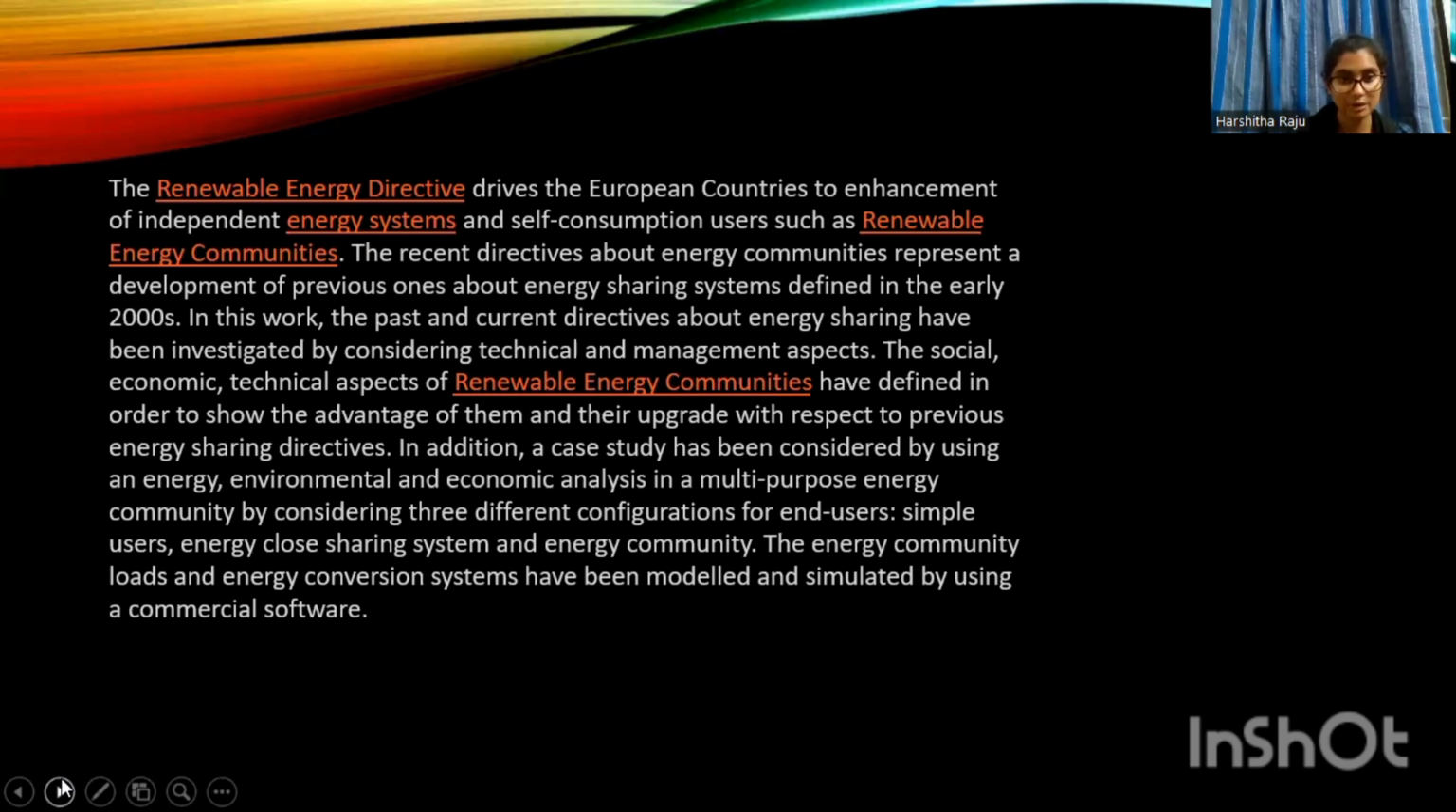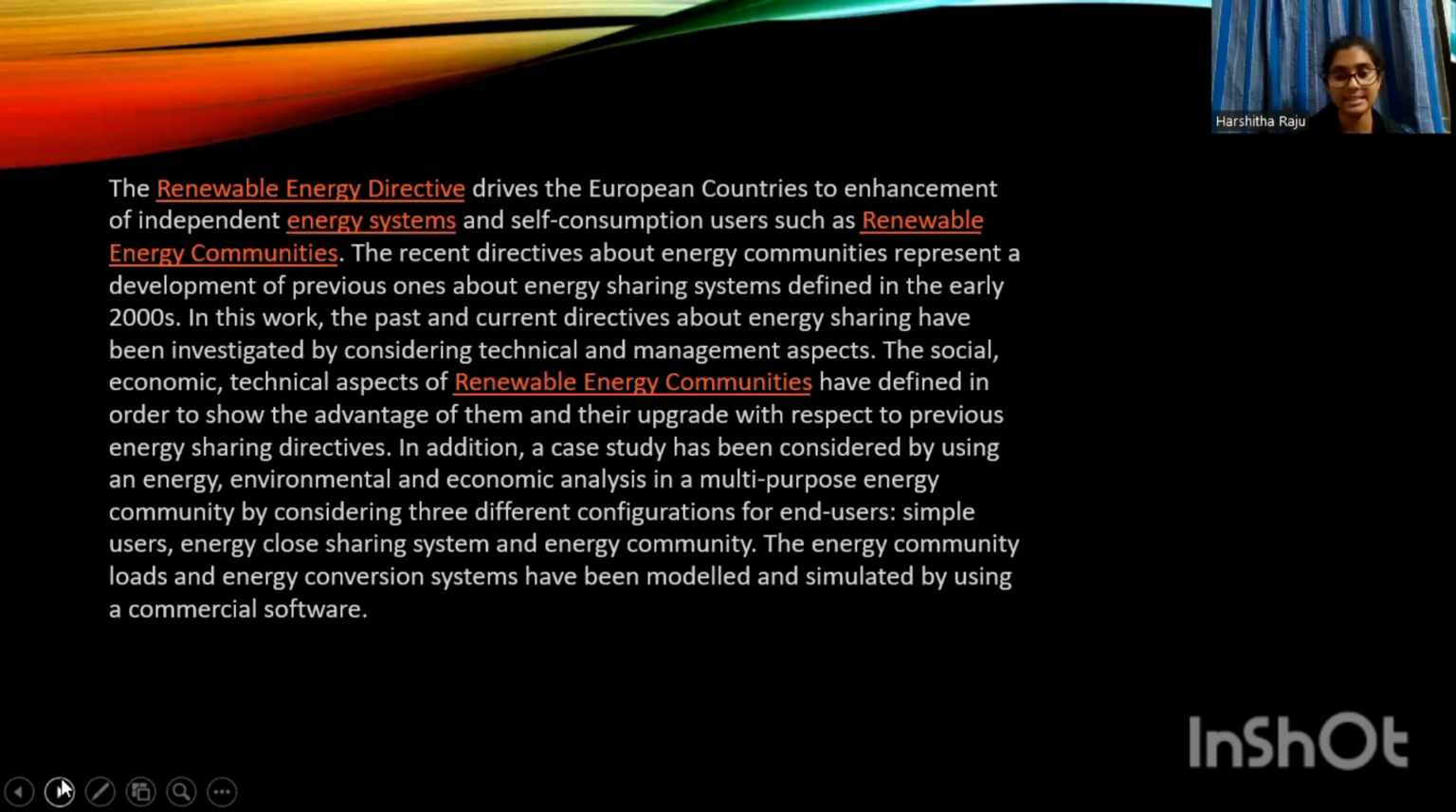So in this work, the past and current directives about energy sharing have been investigated by considering the technical and management aspects. The social, economic, and technical aspects of renewable energy communities have been defined in order to show their advantages and their upgrade with respect to previous energy sharing directives.